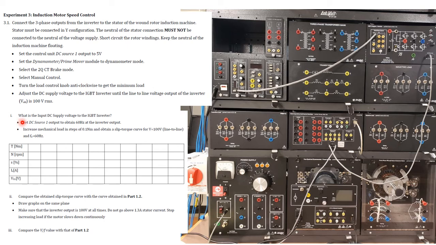Then it says, what is the input DC supply voltage to the IGBT inverter? So when you increase the DC until this voltage reaches 100, then you should measure this as well. The question here is what is the input DC supply to the IGBT inverter? Then the next part is to set the DC source 1, which is this, output to obtain 60 Hertz at the inverter output.